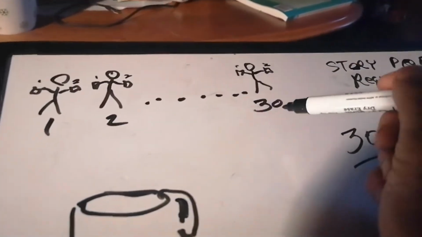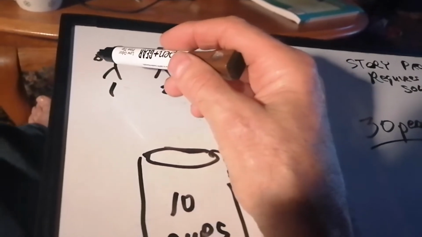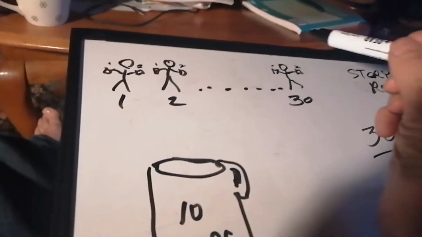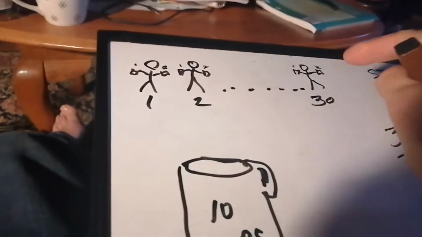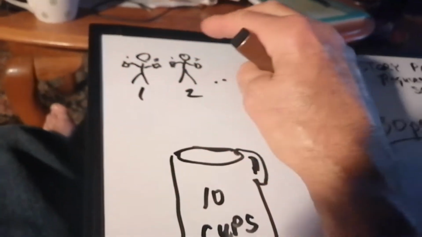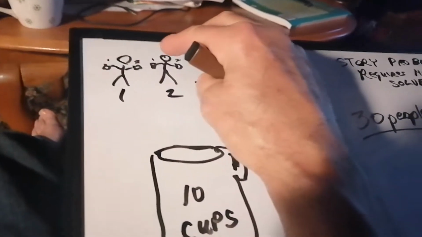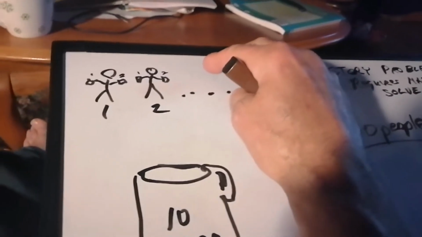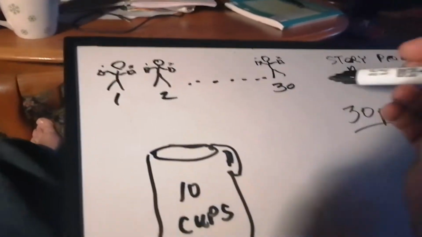Now, you've got 30 people, right? Each person can have 2 cups a day. If you had one person, that would be 2 cups. If you had 2 people, it would be 2, 4. If you had 3 people, it would be 6. If you had 4 people, it would be 8. And so forth, all the way to 30.